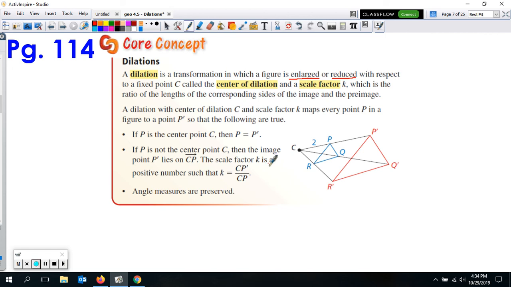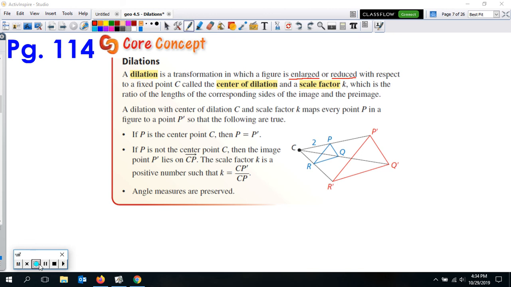So that the scale factor k is a positive number. Our scale factor is the one we're going to be looking for. Typically they tell us what the scale factor is, but you could actually find the scale factor by taking the length from C to P prime, and then over CP.